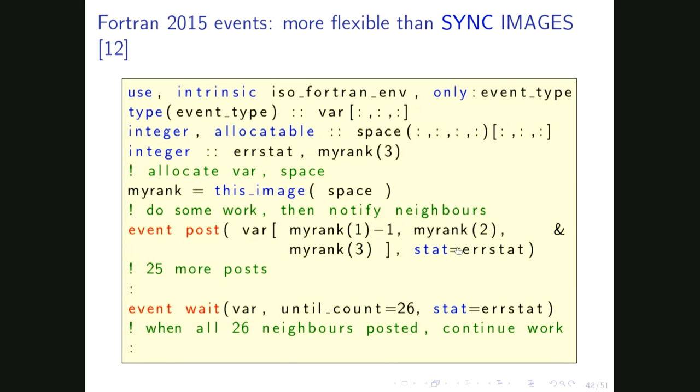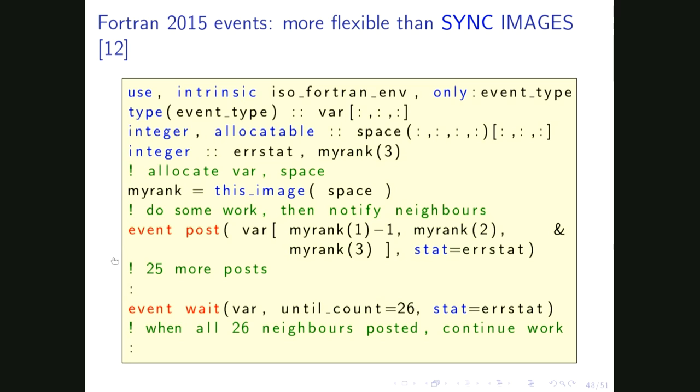One solution to more flexible synchronization is Fortran 2015 events, more flexible than sync images, which in turn is more flexible than sync all. Sync all is a global barrier, and sync images is a synchronization between a selected group of images. So what you see here is a halo exchange algorithm, which of course is at the heart of the parallel implementation of CA.